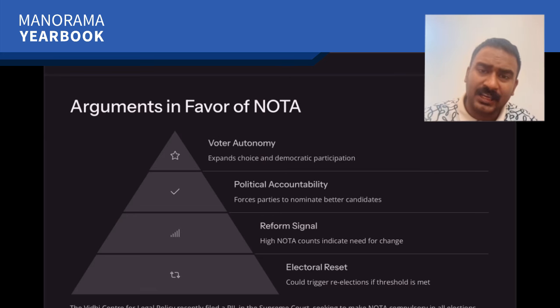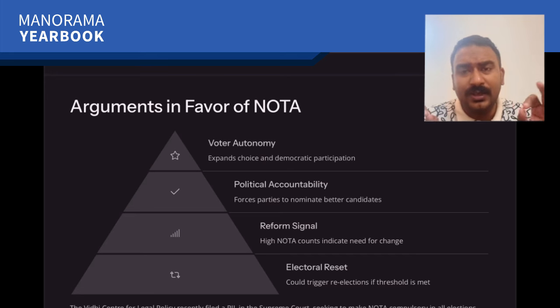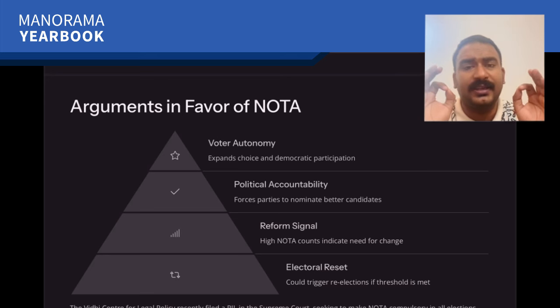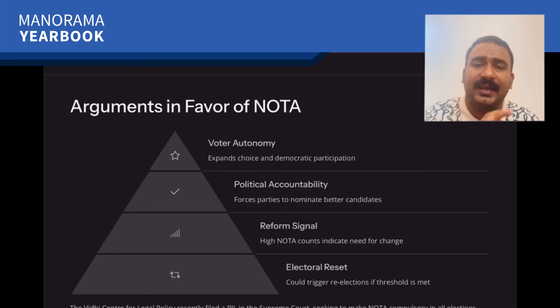Now, let's explore the arguments in favor of compulsory NOTA inclusion. First, it expands voter choice, allowing voters to reject all candidates while still participating in the democratic process. Second, it ensures voter agency even in uncontested elections, where otherwise a voter is left with no meaningful choice. Third, it can promote political accountability, forcing parties to nominate more ethical and competent candidates, fearing that poorly chosen candidates may drive voters to the none of the above option.